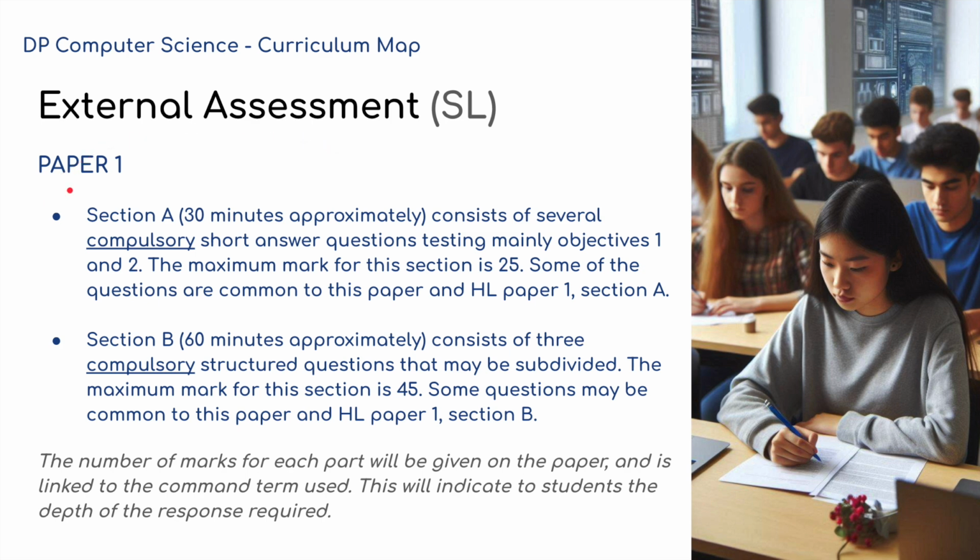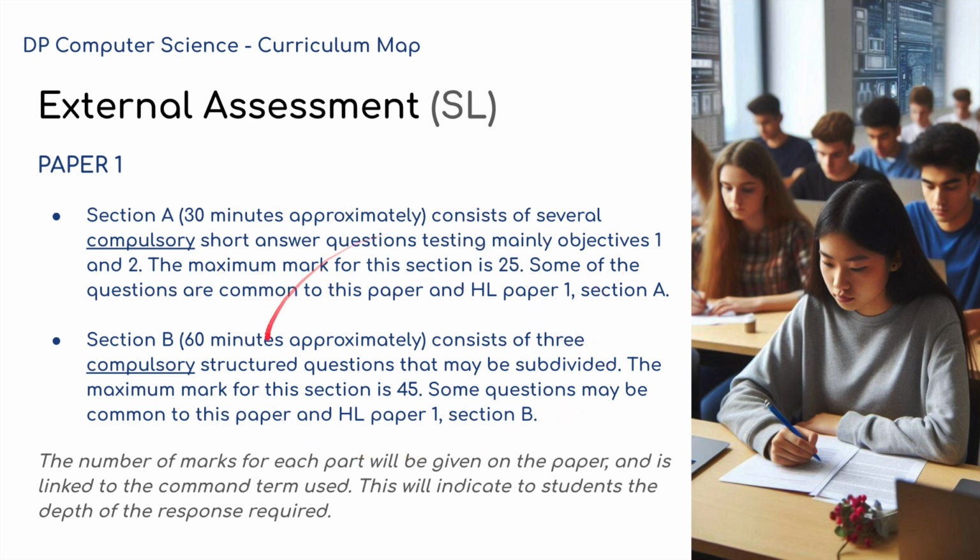Again, sticking with paper one, section A, 30 minutes approximately, consists of several compulsory short answer questions testing mainly objectives one and two. The maximum marks of this section is 25. Some of the questions are common to this paper and the higher level paper one in section A. Section B, 60 minutes approximately, consists of three compulsory structured questions that may be subdivided. The maximum mark for this section is 45. Some questions may be common to this paper and the higher level paper one, section B.